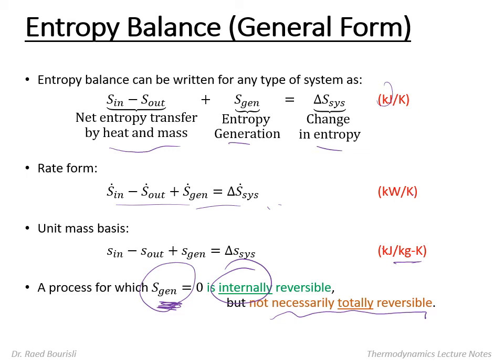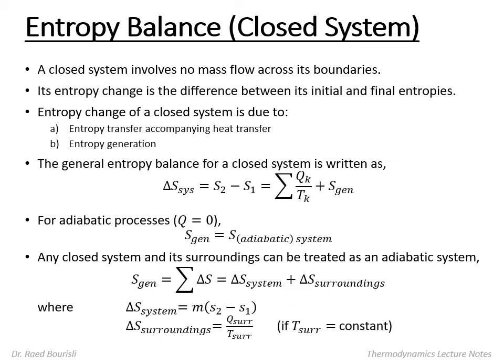So, special cases: closed systems. A closed system involves no mass flow across its boundaries. So a big part of the entropy balance went away. Its entropy change is the difference between its initial and final entropies, and the entropy change of a closed system is due to entropy transfer accompanied by heat transfer and entropy generation.